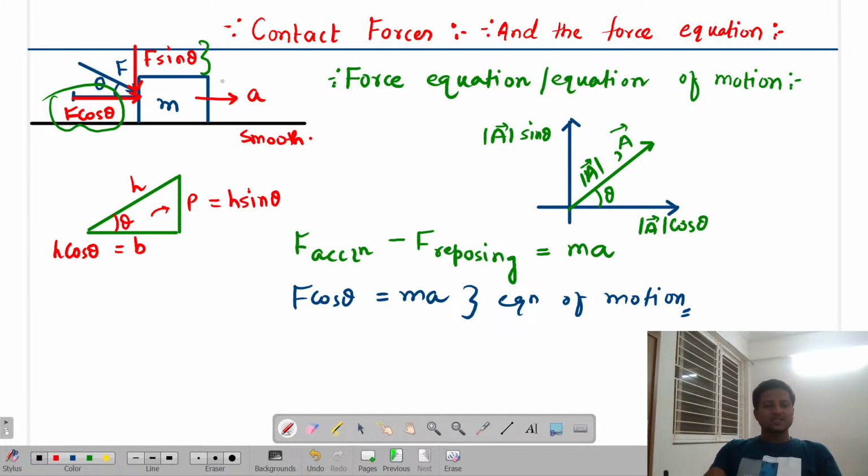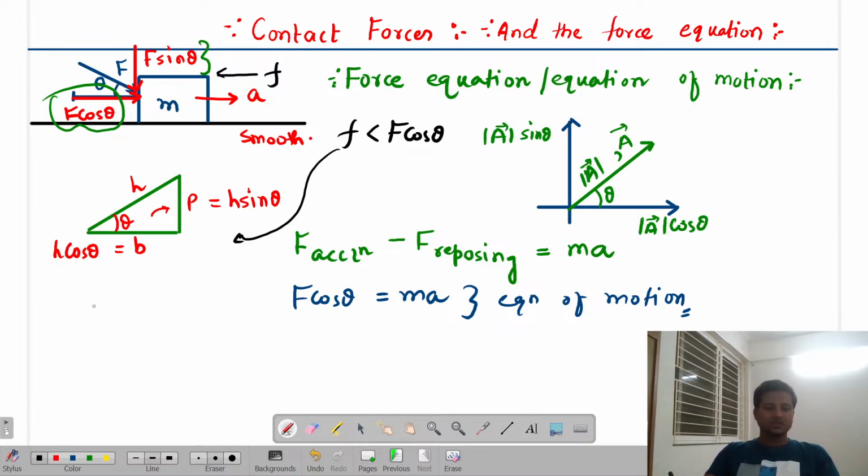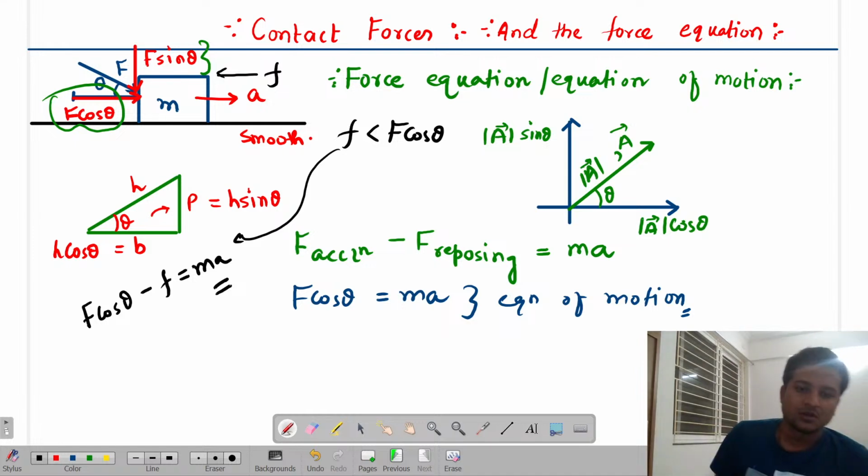m a. Next thing is, let's suppose there would have been some other force in the horizontal direction which is opposing. But this force f is less than F cos theta. So the body will still accelerate towards the right, or not? Then the equation for this kind of situation becomes F cos theta minus f is equal to mass into acceleration. Are you able to get me or not?